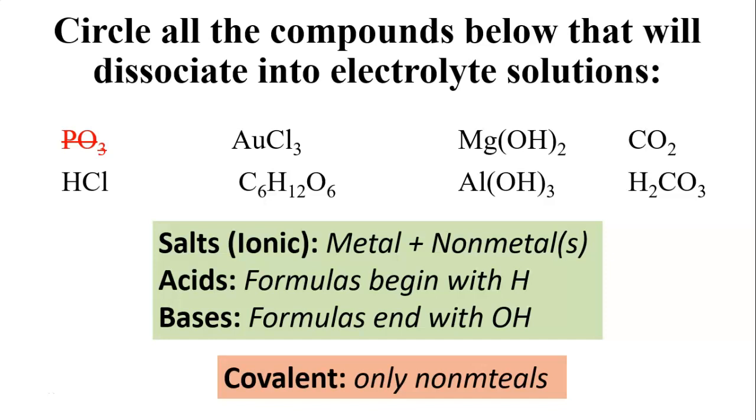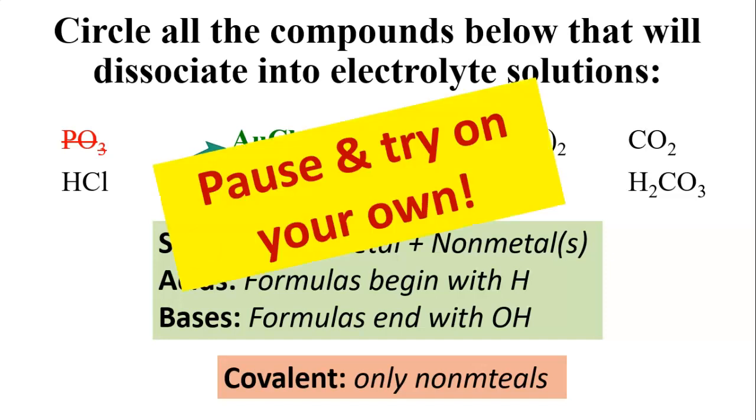We want to pay attention to this element right there for the second one. Gold is a metal and chlorine is a nonmetal, which means this is going to be an ionic salt. So I would say yes, that one is an electrolyte. All right, please pause this. Try the rest on your own.